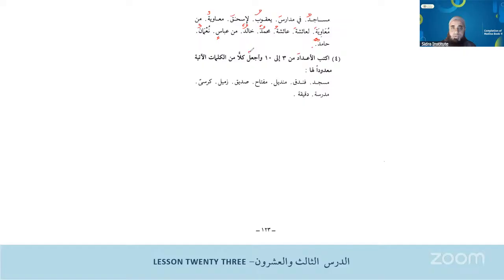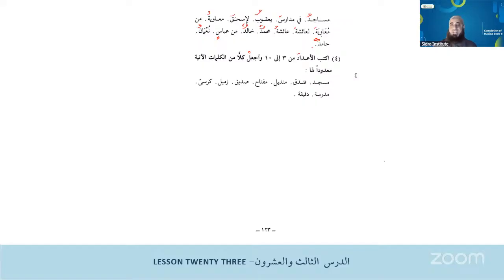واجعل, and make كل من الكلمات الآتية, for each one of the following words, معدودا لها, a thing counted for them. معدود means something which has been counted. So let's do this inshallah together. So I will do this orally, okay? So masajid. When we want to make the phrase in Arabic and we'll say 3 till 10, the thing we are counting will contradict the number. So the word masjid is masculine. That means our number, our unit is going to be feminine. So we'll start off with thalathatu.